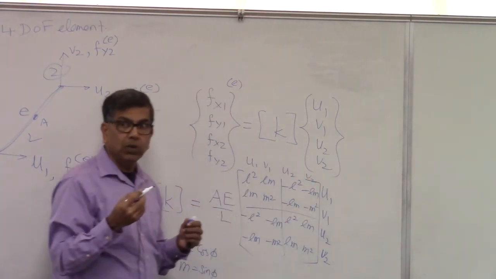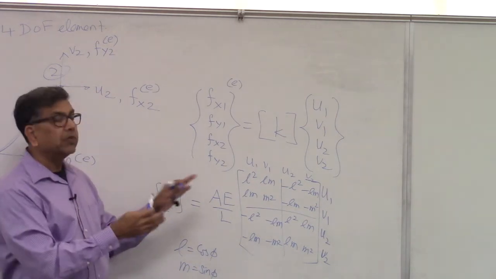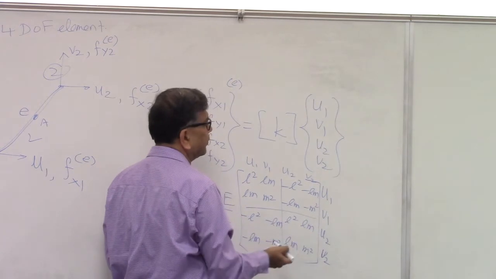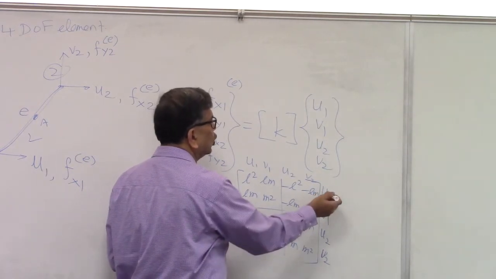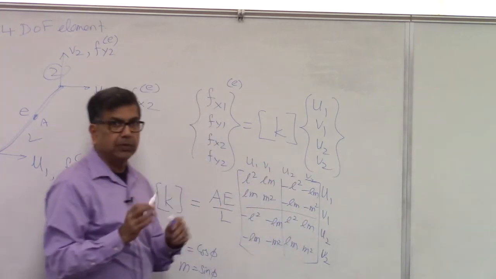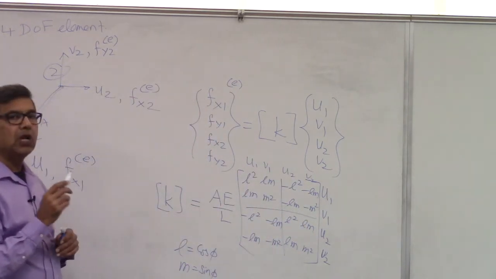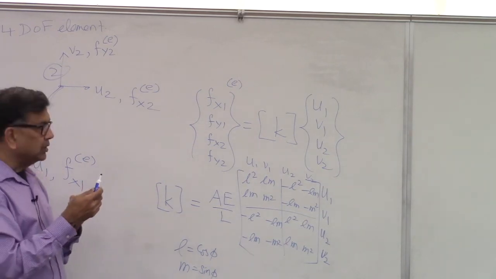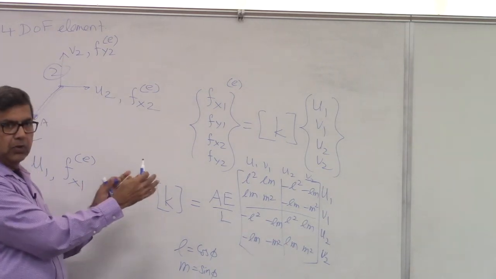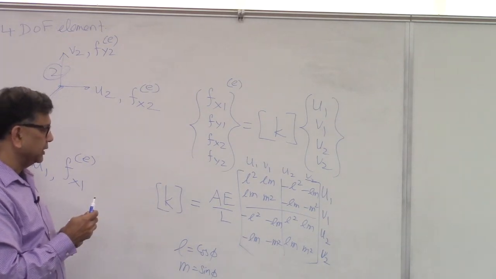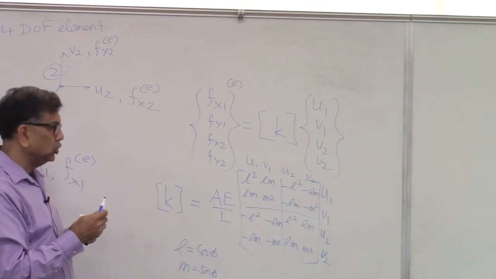Now, I have seen books where the stiffness matrix will look different. The reason is the way they order the degrees of freedom will be U1, U2, V1, V2. If you do that, this will all be jumbled up. So that's why this row address and column address are very important, because depending on how you order the degrees of freedom, the stiffness matrix will look different. So this is the element stiffness matrix. You can do this for each element.